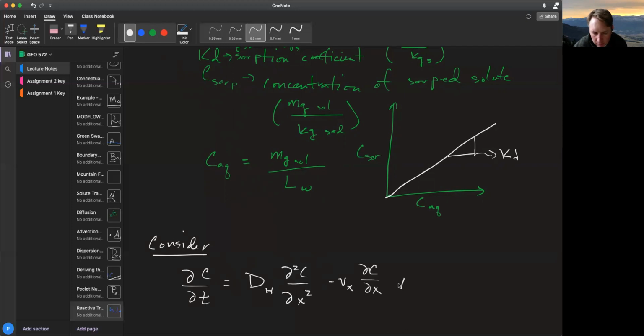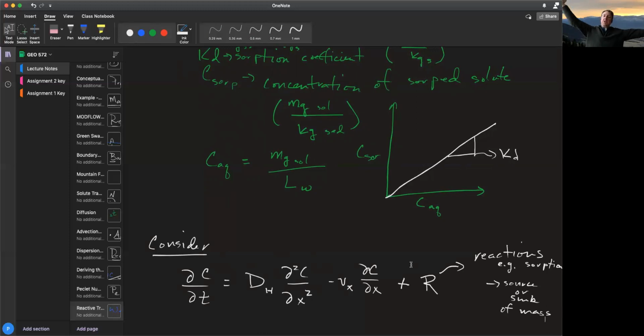And now we're going to add another term, plus R, where R are reactions. And these reactions, for example, we're going to first put in sorption here. Basically, we can think of these reactions as a source or sink of solute mass in our REV. Either something that's pulling mass out or something that's adding solute mass. They're just a part of our mass balance, a place where we can consider reactions that might take mass out.